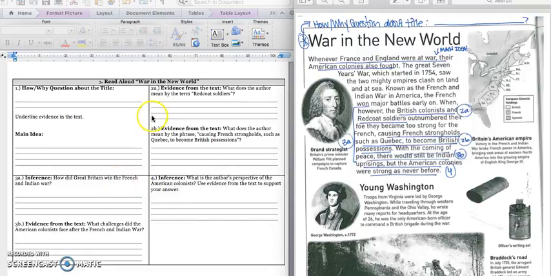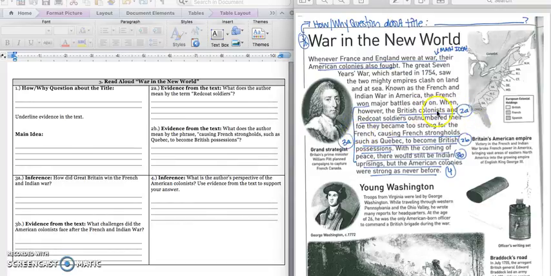Box 2 says, what does the author mean by the term redcoat soldiers? And if we go back in the text and find the word redcoat soldiers, we'll need to read the sentence to figure out who the redcoat soldiers are. It says, when, however, the British colonists and redcoat soldiers outnumbered their foe, they became too strong for the French. We'll stop right there. So we know that the British colonists had to fight with the British soldiers in the war against their foe, France.